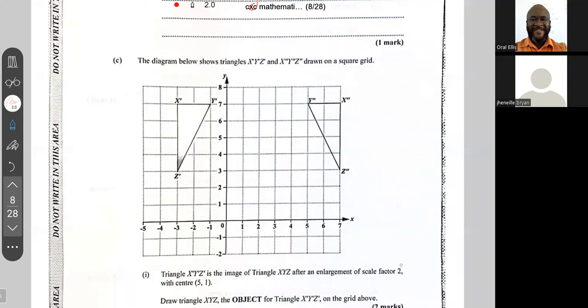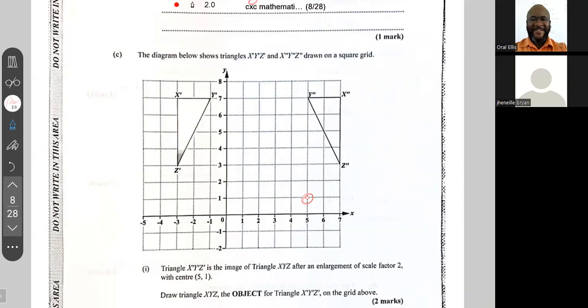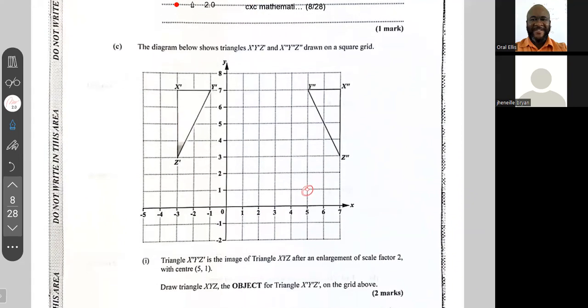Wow, this is interesting. The center of enlargement is 5, 1. So this is the center. And the shape we have up there is the image. What we want now is the object. We're to draw triangle X, Y, and Z. Please note that triangle X prime, Y prime, Z prime is the image of triangle X, Y, Z after an enlargement of scale factor 2.